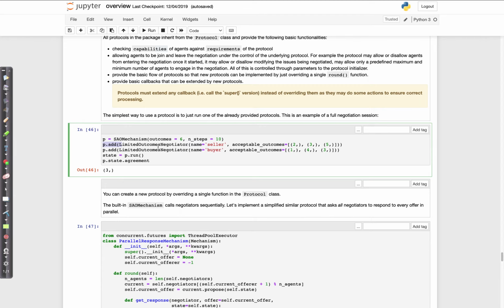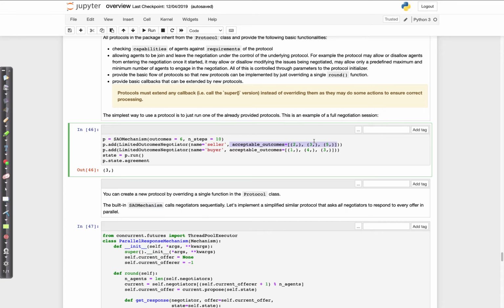Here we create a specific type of negotiator called a limited outcomes negotiator. This limited outcomes negotiator is constructed with a set of outcomes. Here it's 2, 3, 5 for this agent. It will always offer one of these, and it will only accept one of these. Whenever it's offered any of them, it will accept it. So it's a very, very simple type of negotiator. It has a set of outcomes that it's willing to accept, and it will reject everything else. It doesn't even need a utility function. It doesn't differentiate between them.